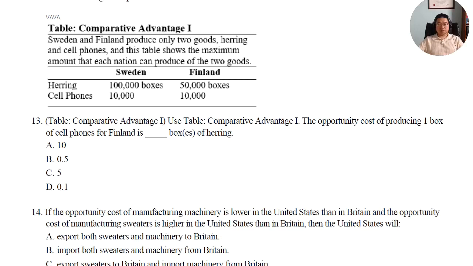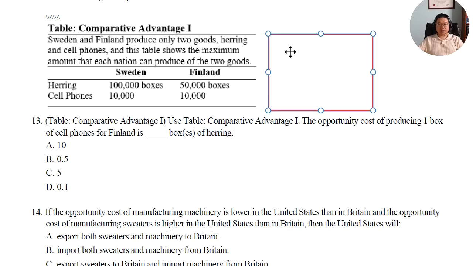Using this table, the opportunity cost of producing one box of cell phones for Finland is how many boxes of hearings? This is not hard because we are only asked to consider one country. Let me put this calculation here. This is for Finland.